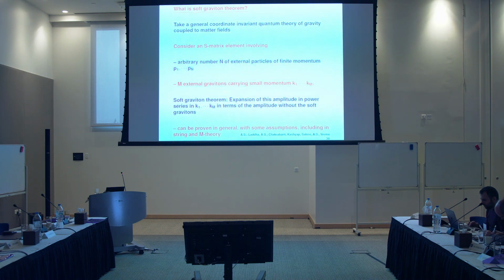And we have m external gravitons carrying small momentum, which I will denote by k1 to km. So, what soft graviton theorem gives us is an expansion of this amplitude in a power series in k1 to km in terms of the amplitude without the soft graviton. In other words, soft graviton theorem is a formula which tells us that knowing this n point scattering matrix of finite momentum p1 to pn, we can actually write down a formula for a scattering matrix that involves the same external particles of finite momentum and m external particles carrying small momentum. And the way the formula is presented is that there is an expansion in powers of k of the soft momenta, and soft graviton theorem determines the coefficients of expansion to certain order that I will describe. That is the content of the soft graviton theorem.